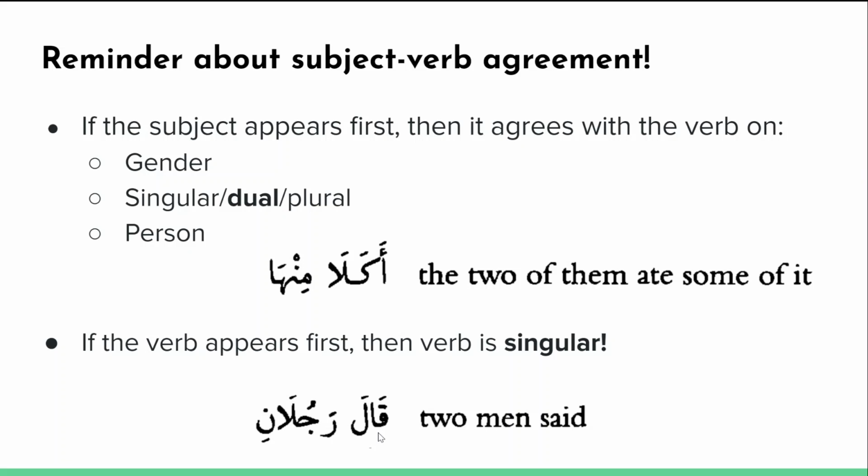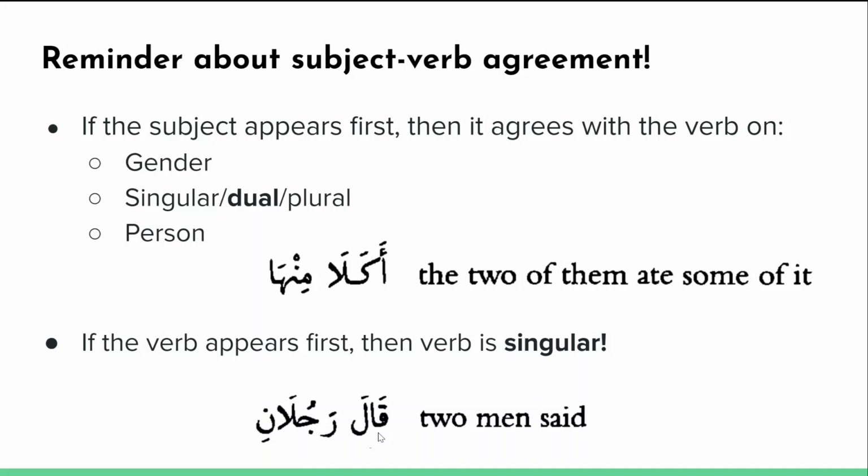Okay. One reminder I want to give you about subject-verb agreement. Remember, if the subject appears first, then it has to agree with the verb on the gender, the singular, dual, or plural, and person, meaning third person or second person or first person. So let's take a look at that.